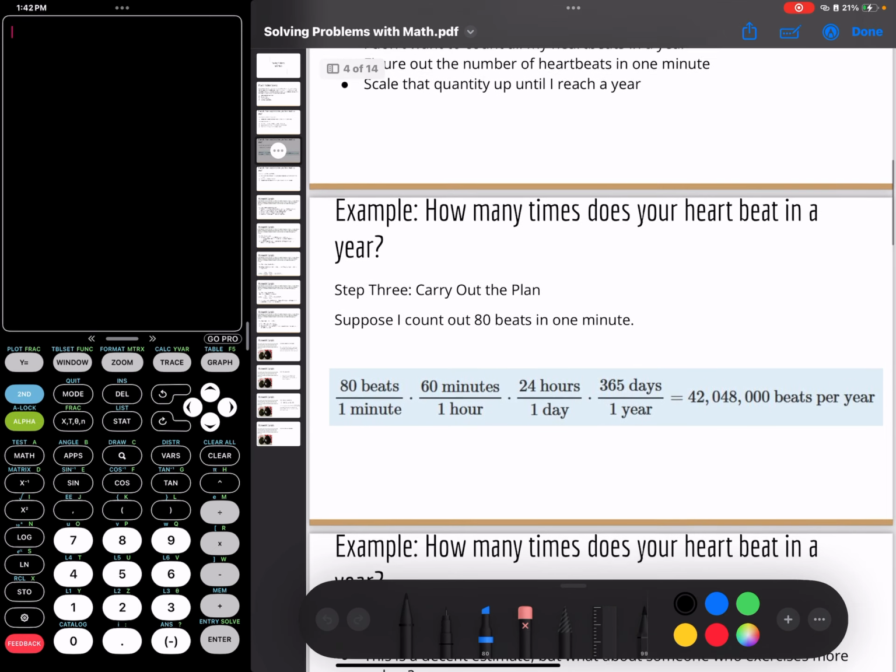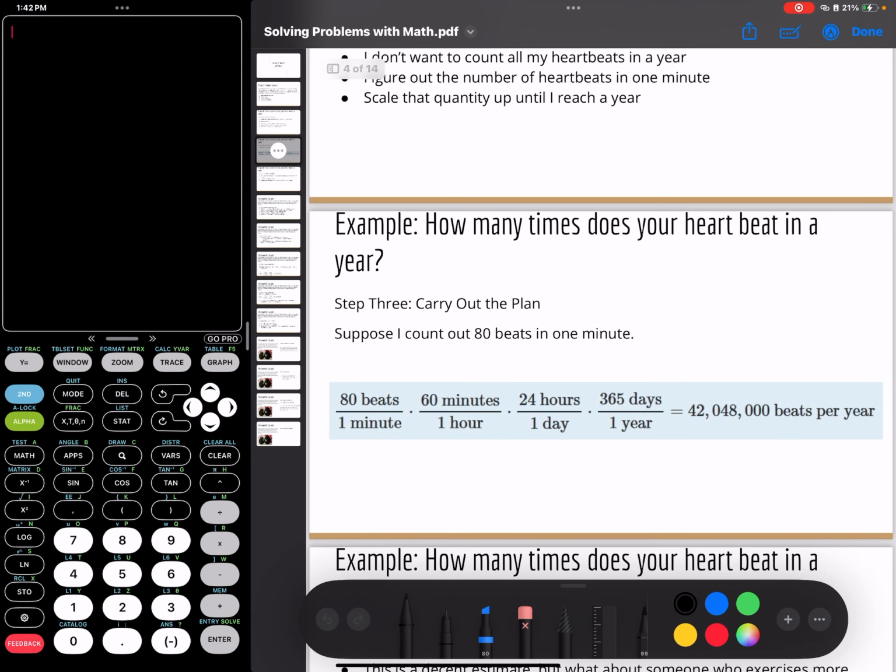So here is me carrying out that plan. So suppose we have 80 beats in 1 minute. If you watch the last video on unit rates, you'll recognize that this is a unit rate. For every 1 minute, I have 80 beats. The next thing I got to do is I have to convert that up to a year. So I'm going to use these conversion factors that you may or may not recognize.